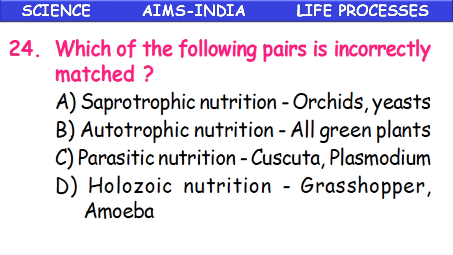Which of the following pairs is incorrectly matched? Saprotrophic nutrition, orchids, yeasts. Autotrophic nutrition, all green plants. Parasitic nutrition, cuscuta and plasmodium. Holozoic nutrition, grasshopper and amoeba. So here the first one, saprotrophic nutrition, orchids mentioned here, so it is wrong.